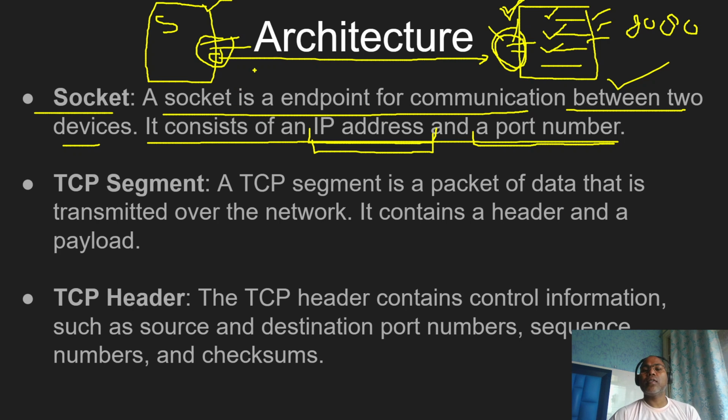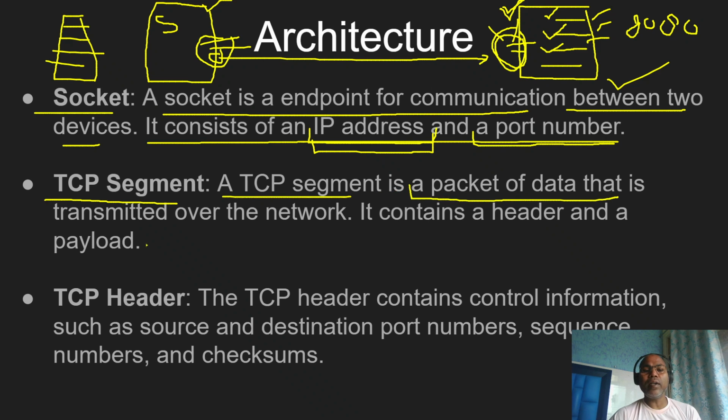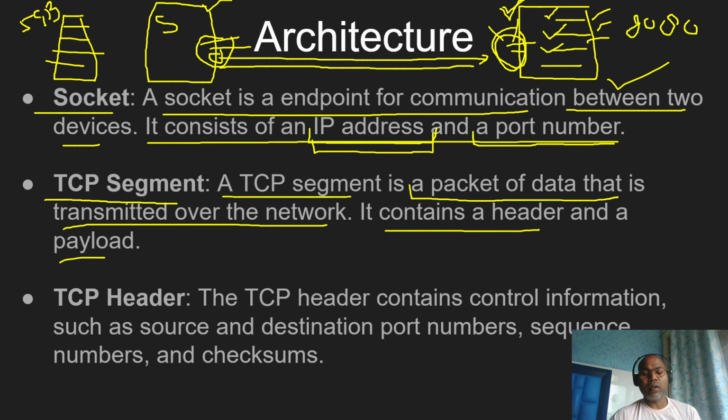Once the connection is established, because the sender can send data that may be bigger, a bigger file, we require the TCP segment. The segment is a packet of data that is transmitted over the network. It contains the header and the payload. So what happens? Let's say I want to send 5 GB of data. Why can we not send the 5 GB of data completely at once?